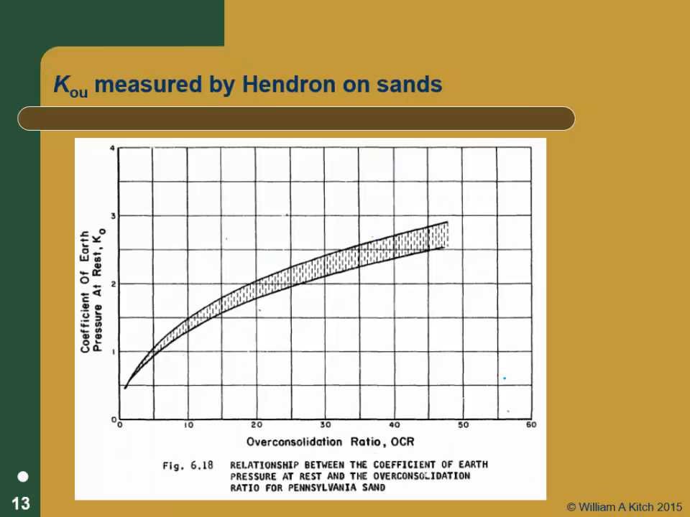All right. Now we're going to talk about K naught and unloading, which is essentially K naught for over-consolidated situations. He noted that if you plotted K naught U, K naught for unloading, as a function of over-consolidation ratio, you get this kind of hyperbolic function, that it increases but at a decreasing rate. And there was a fair amount of scatter in his data, but it fit in that band.